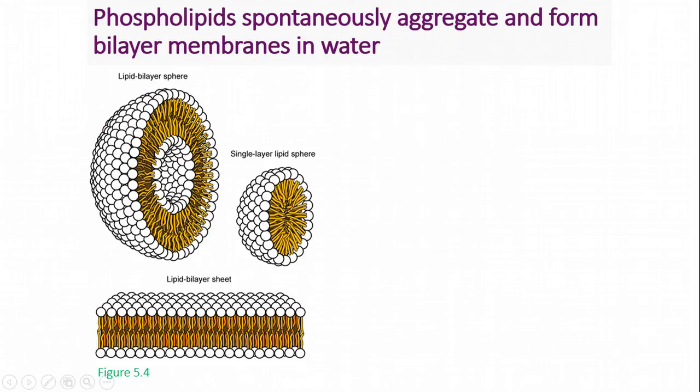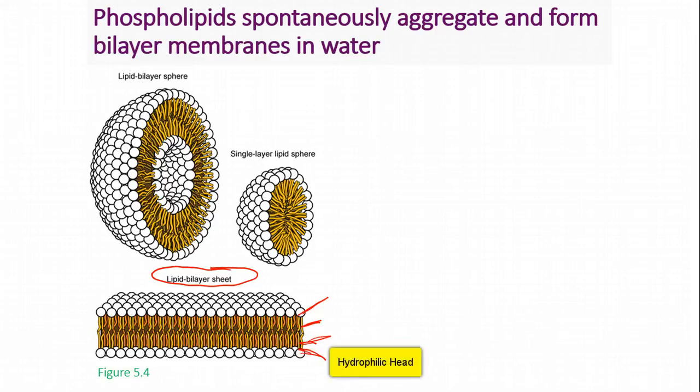So when we put phospholipids into water, they spontaneously aggregate to form bilayer membranes. See here, the one we're most interested in is the lipid bilayer sheet. And the reason that these phospholipids form these membranes is because they have a hydrophilic head, shown here by these circles. These guys want to interact with water, and they have a hydrophobic tail, and these guys don't want to interact with water. So the lowest energy state for these molecules is to come together and allow their hydrophobic tails to be next to each other in a hydrophobic environment, and their hydrophilic heads are on the outside interacting with water. And this gives us the basis for a cell membrane.